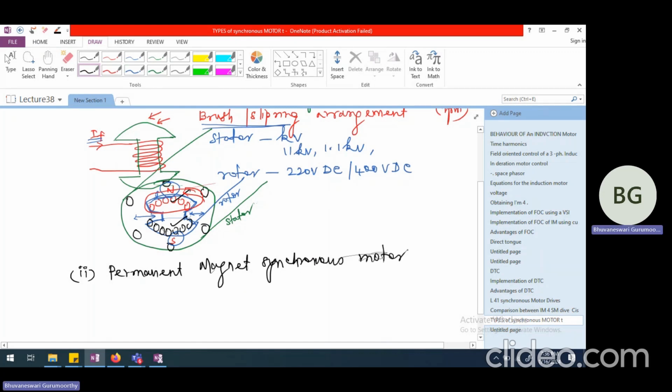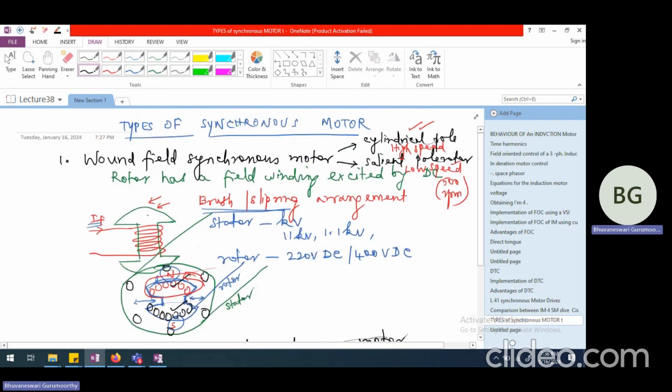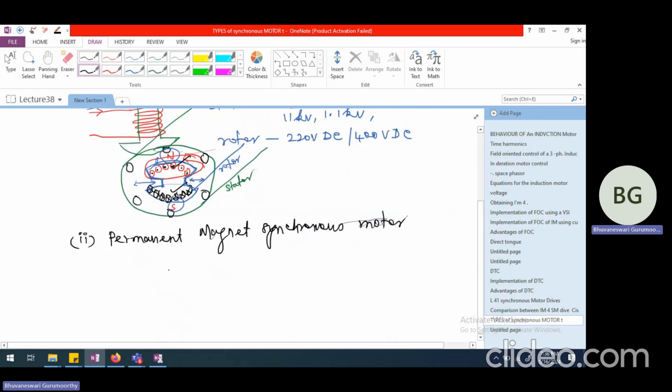So as the name indicates, rather than creating an electromagnet by supplying field current, in this case all these currents will be probably dot, and all these currents will be cross. So this is going in and this will be coming out. This is the return path for the current, whereas this is going to be the forward path for the current. So this is the way the currents flow in the case of the wound field synchronous machine, whereas in the permanent magnet synchronous machine, there is no field current because the magnetic flux is created by permanent magnets.